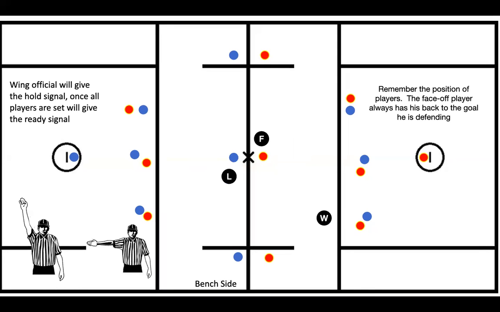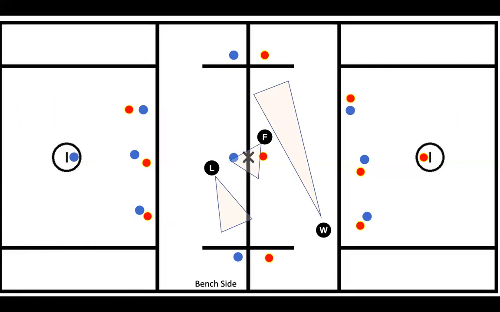The wing official will give the hold signal. Once all players are set, we'll give the ready signal. And remember the position of players. The face-off player always has his back to the goal he's defending.